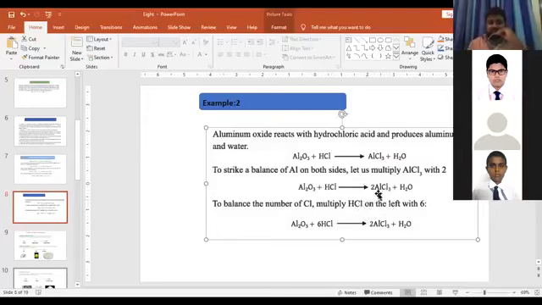But if I multiply by 2, the Cl atoms on the right side are 6, but on the left side only 1. So multiply HCl by 6. Okay, then aluminium is 2, balanced. Left side chlorine is 6, right side chlorine is 6. Left side hydrogen is 6. Right side hydrogen, is it okay now?